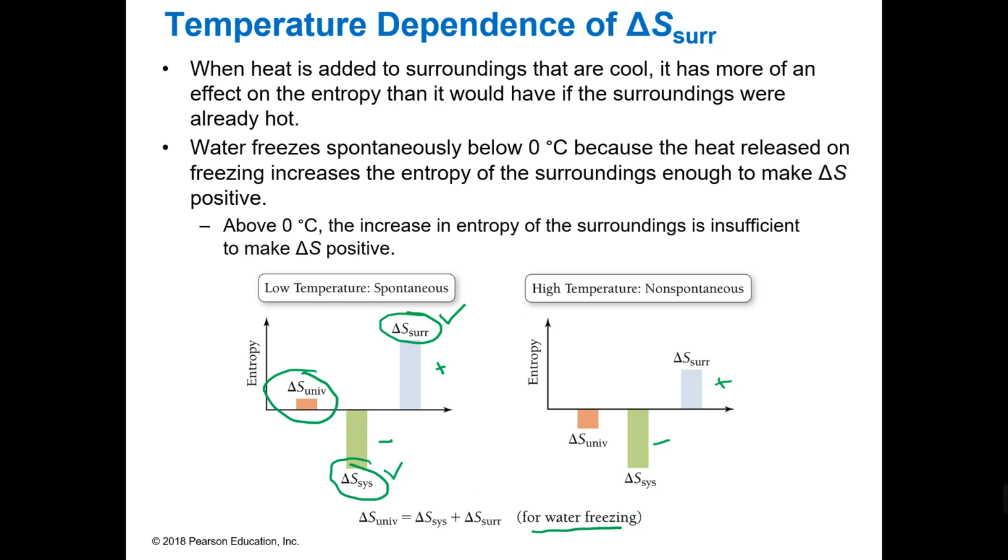I mean, its freezing point is 0 degrees Celsius. So it should make sense that at higher temperatures, some things are going to be not spontaneous. However, at lower temperatures, things can be spontaneous. So again, water freezing. It is totally spontaneous for water to freeze below 0 degrees Celsius, but completely not spontaneous and won't happen for water to freeze at 50 degrees Celsius, for example. So temperature dependence of delta S of the surroundings is really, really important.